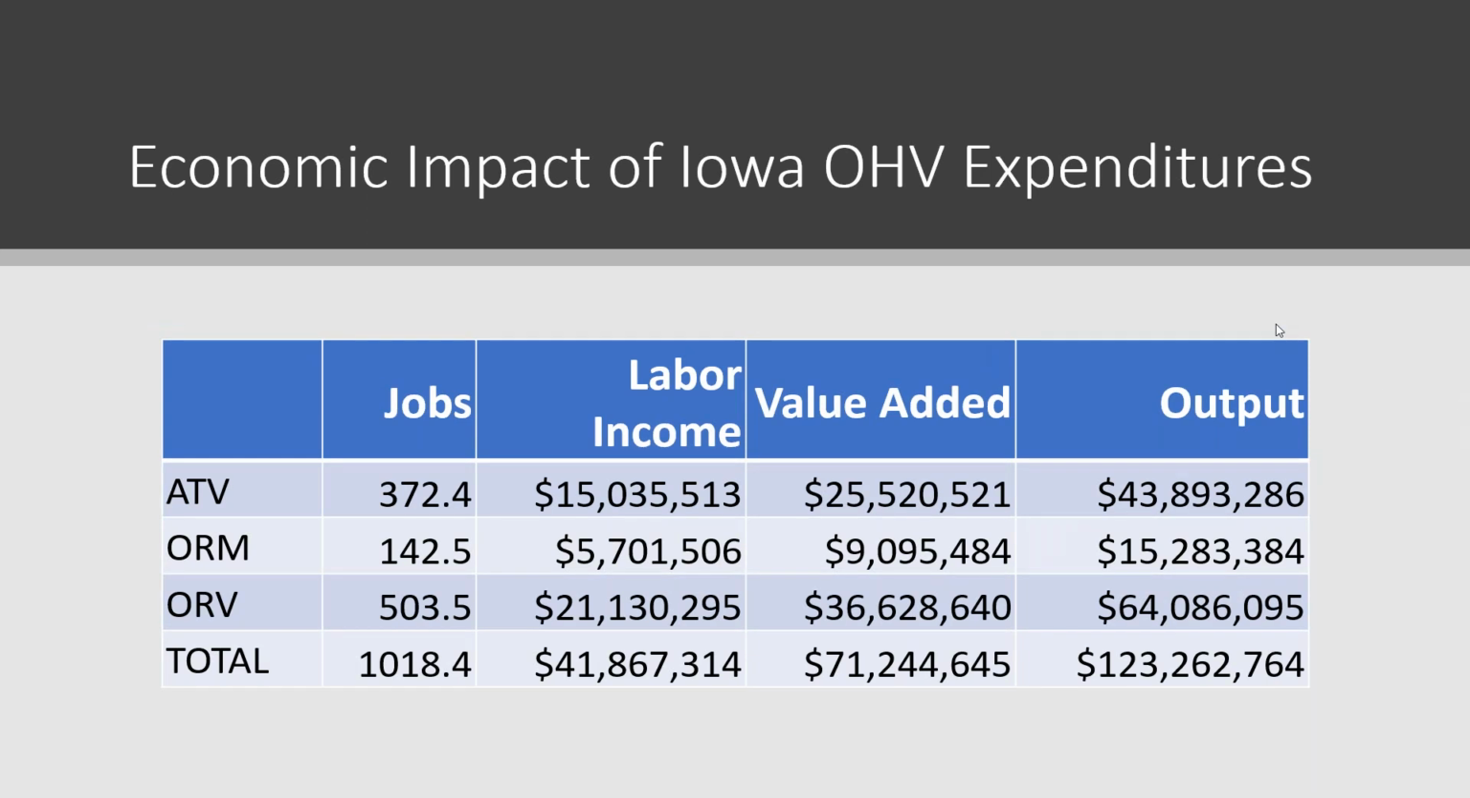Now, value added is the portion of output that's actually created in Iowa, right? If I build an ATV in Iowa, I'm going to buy some of the parts from out of state. If I run an ATV in Iowa and I use fuel, Iowa doesn't produce any petroleum. So value added is the portion that actually is produced in state. And of that $71 million in value added, almost 42 million went right into Iowa labor, right into people's wages. So, next slide.